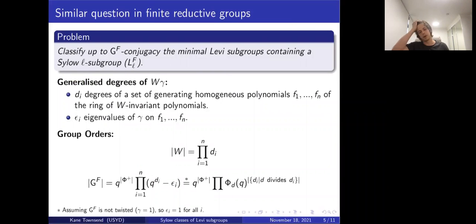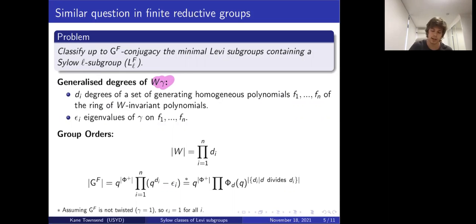So we can define a similar problem, and that is to classify up to conjugacy the minimal Levi subgroups of GF containing a Sylow subgroup. And these have the similar property as the minimal parabolics in reflection groups, that they will form a unique conjugacy class. And the way that you would go about solving this type of problem is, again, just by understanding order formulas of these groups. So to understand these, you need to know what the generalized degrees of a reflection coset are.